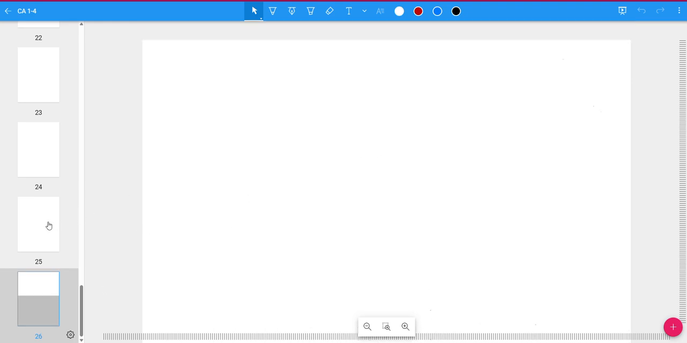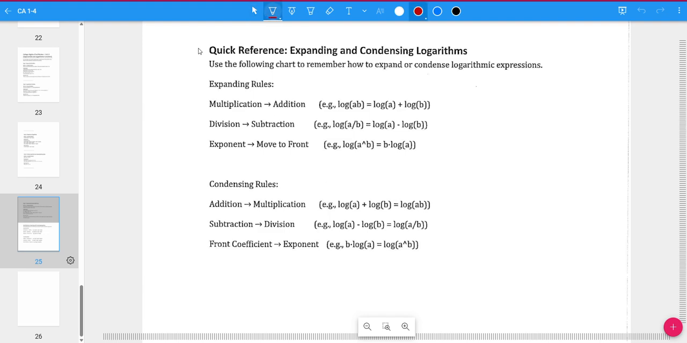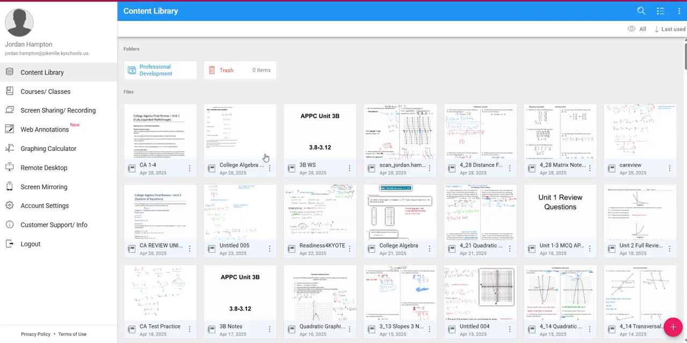The last page of that big review packet. Let me see where we go. Yep, so right here, a quick reference at the back of Unit 4. It's right here to help you remember.